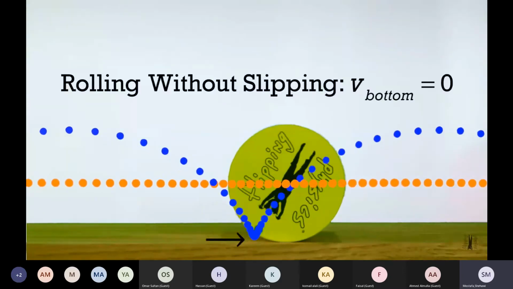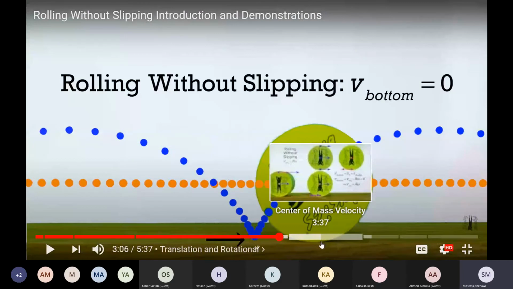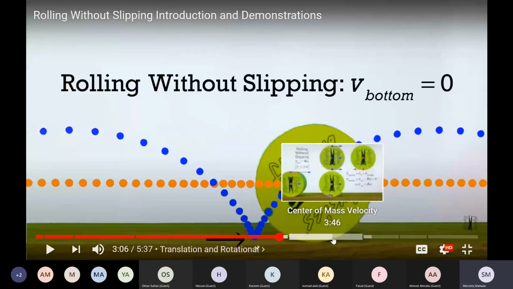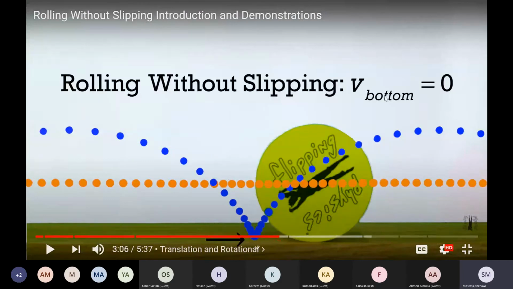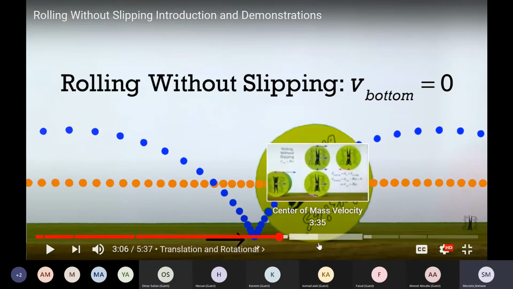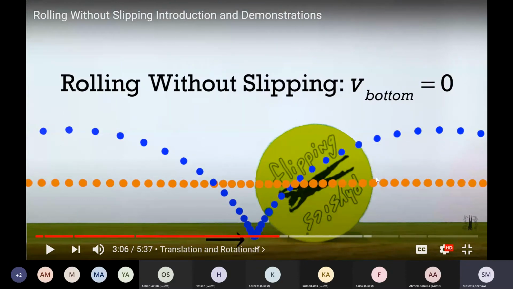Absolutely. This point will all the time have 0 because if it has a speed, it will slip. No slipping, so the bottom speed equals what? 0. I'm not talking about the speed of the whole object. I'm talking about the speed of this point when it comes in contact with the table. It will have a 0 meter per second speed, because again, if this point has a speed, it will slip over the table. Okay, guys?